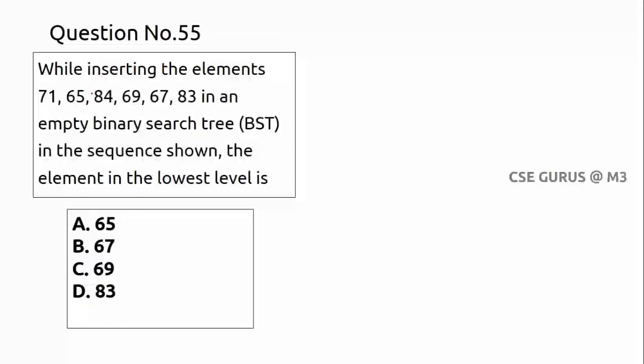Coming to question number 55. While inserting the elements 71, 65, 84, 69, 67 and 83 in an empty binary search tree in the sequence shown, we need to find the element at the lowest level. We insert 71 first, then 65, which is less than 71. Here 84 is greater than 71.